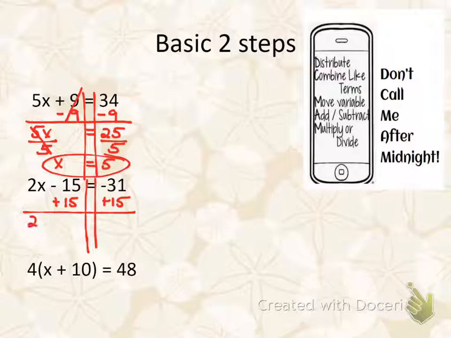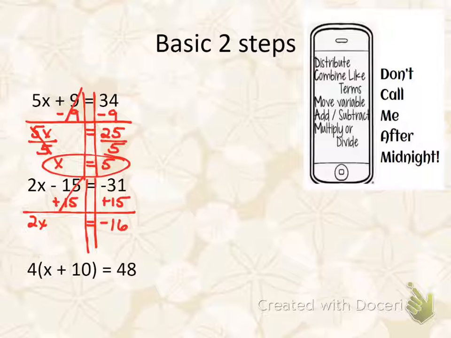So we bring down the 2x because we didn't use it yet. Cross that off. Equals 30 minus 31, add 15, opposite operation. So we're going to subtract. What's our answer going to be? Negative 16. Very good.